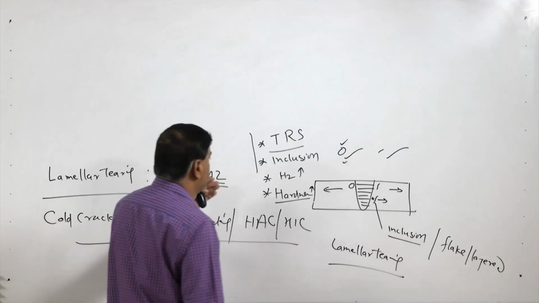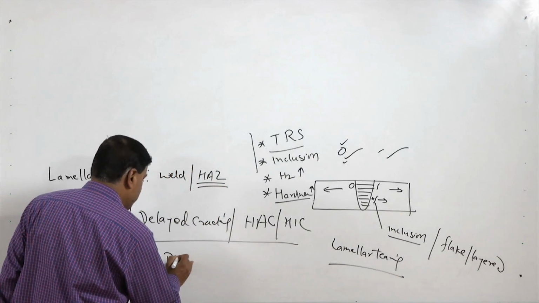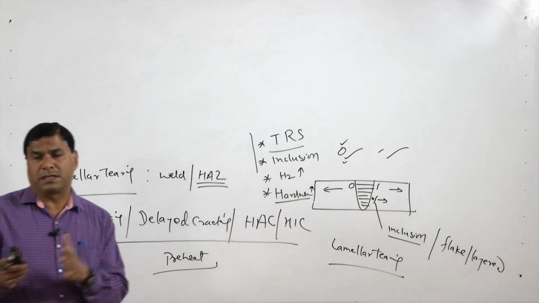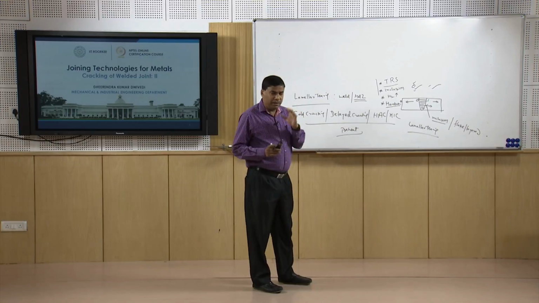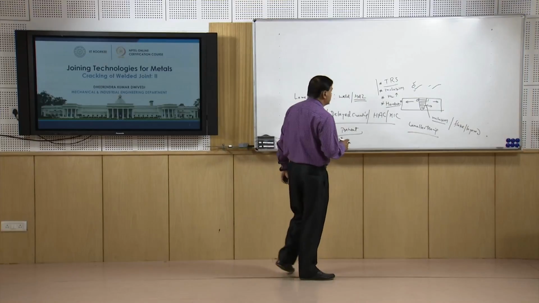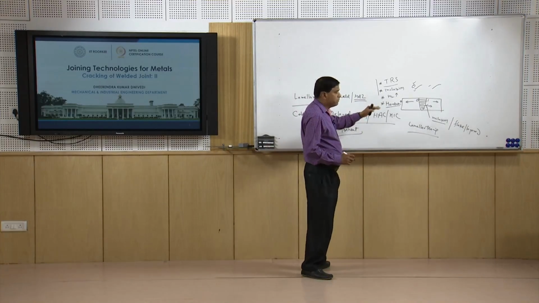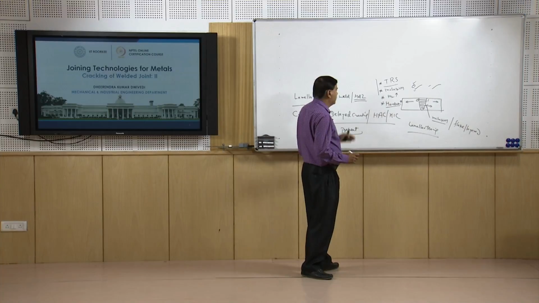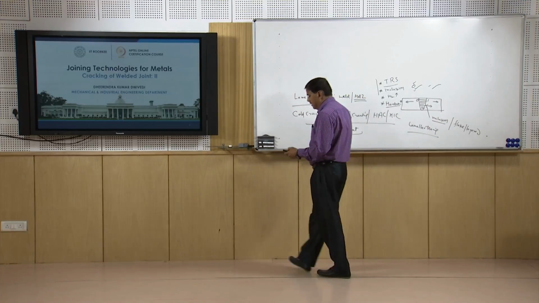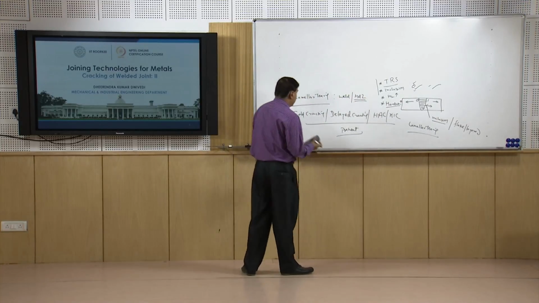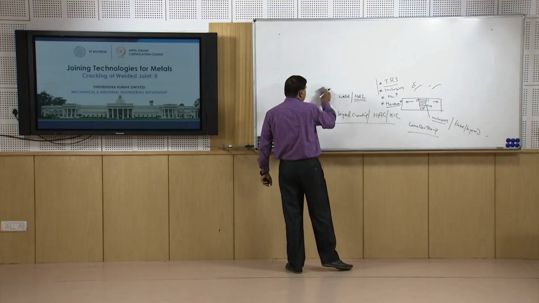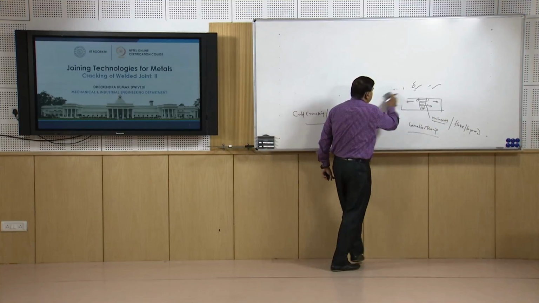So, the best way is to preheat the plates before welding, so that the tensile residual stress magnitude can be reduced, and if hydrogen is present, it can be diffused out by preheat or increase in temperature, and the preheat will also help to lower the hardness or will promote the softening of the base metal, and thereby it will reduce the tendency for cracking.